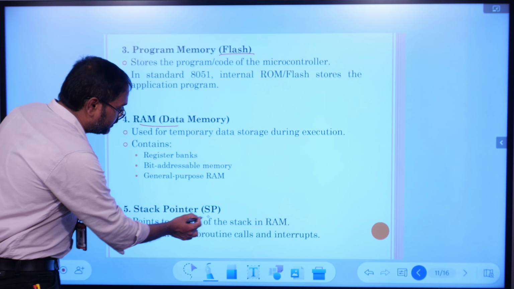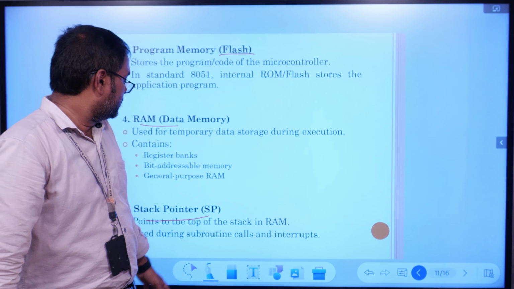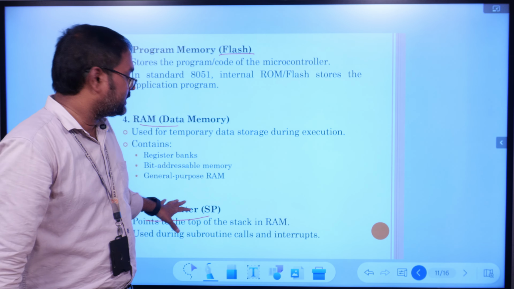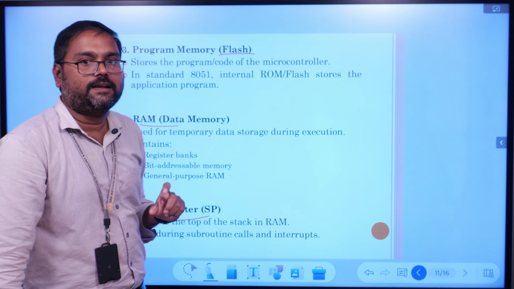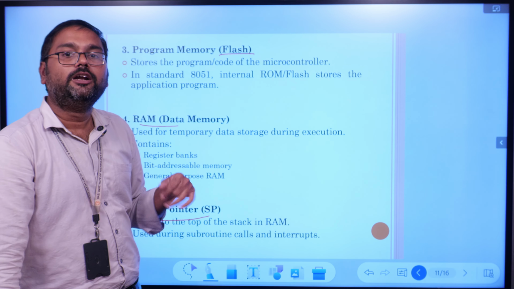And coming to the stack pointer, this is used for subroutines or interrupts, any calls or interrupts. Here the stack is available at the top of the RAM. The stack pointer will indicate the top address of the stack, nothing but the top of the stack. So the stack pointer is a register which always addresses the top of the stack.